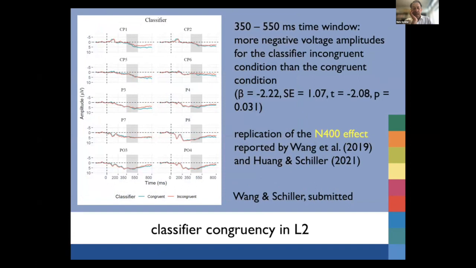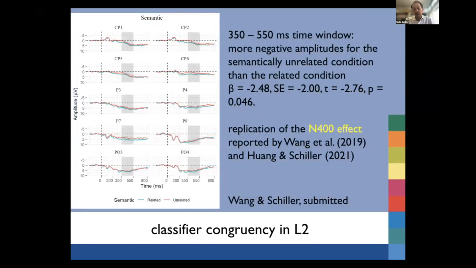And Xiaoyu also did EEG measurements, and she indeed also found an N400 effect, or replication of the N400 effect, for the classifier congruency. So the incongruent condition had higher N400 amplitudes than the congruent condition. And for the semantics, she also found a replication of the earlier results, namely more negative amplitudes for the semantically unrelated than the related condition. Now, interestingly, after the experiment, Xiaoyu asked the participants to come back to the lab and do a gender experiment. And she also found for these speakers a gender congruency effect. So that was another nice addition to this experiment.